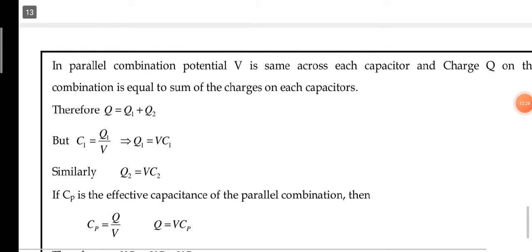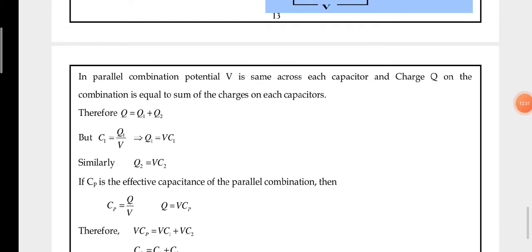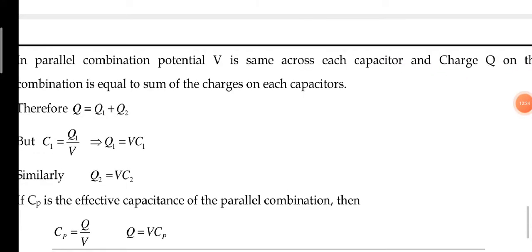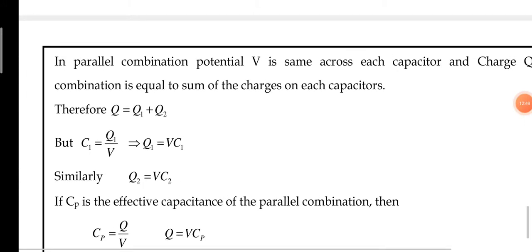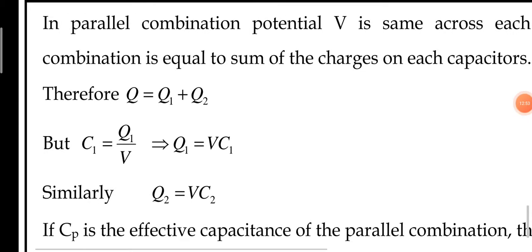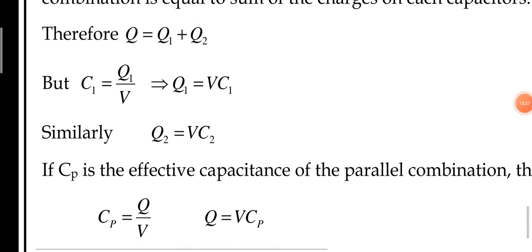On connecting like this, in parallel combination, the potential V is the same across the capacitors and the charge Q on the combination is equal to the sum of the charges on each capacitor. Therefore, total charge Q equals Q1 plus Q2. From the capacitance of a capacitor, C equals Q by V. So C1 equals Q by V, and by cross multiplication, Q1 equals VC1, Q2 equals VC2.